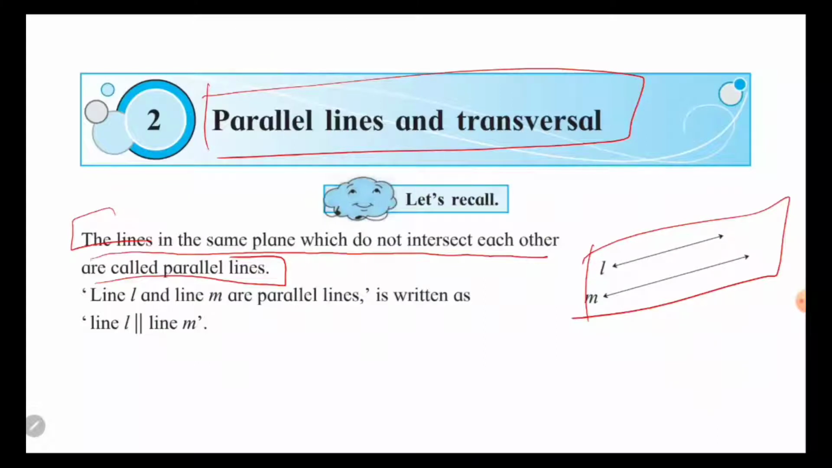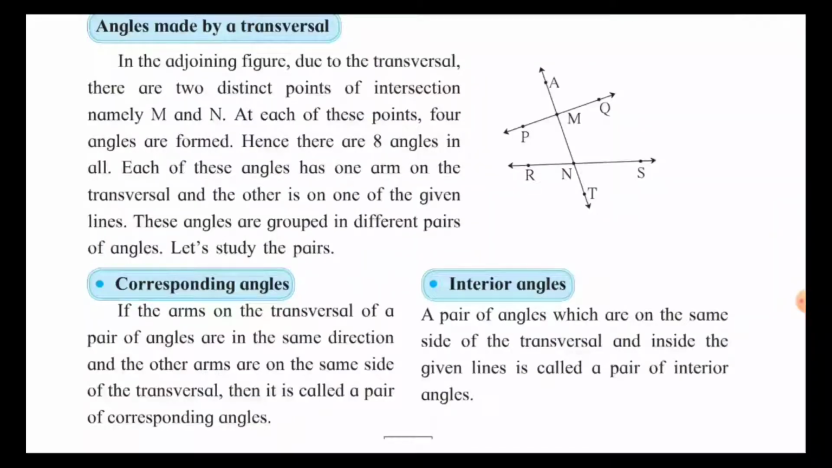Now any lines which are in the same plane and do not intersect each other are known as what? Parallel lines. Okay, so you have to write this definition and you have to learn this definition because this definition is very important. Okay, now you all know what parallel lines are. Next, before parallel lines we have to understand what is the angle made by a transversal.